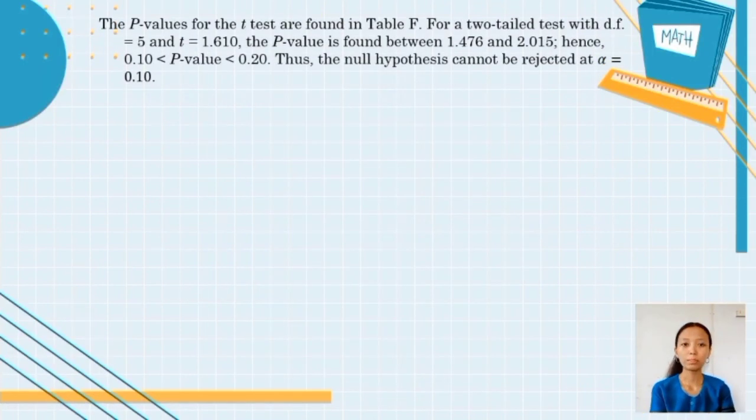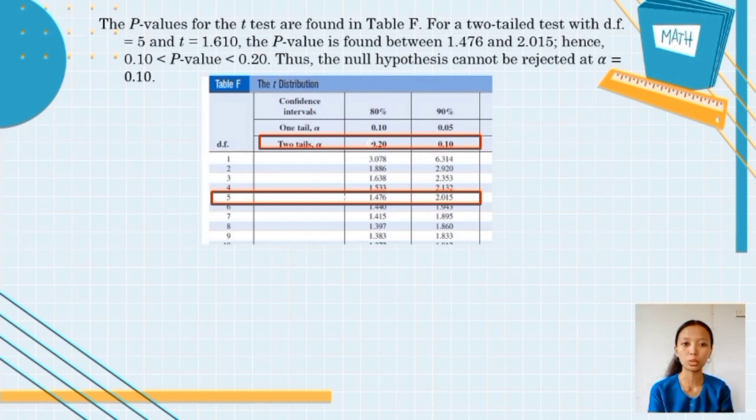Now moving on, the p-values for the t-test are found in table F. For a two-tailed test with degrees of freedom 5 and t equals 1.610, the p-value is found between 1.476 and 2.015. Hence, our p-value is greater than 0.10 but less than 0.20. Thus, the null hypothesis cannot be rejected at the significance level of 0.10.